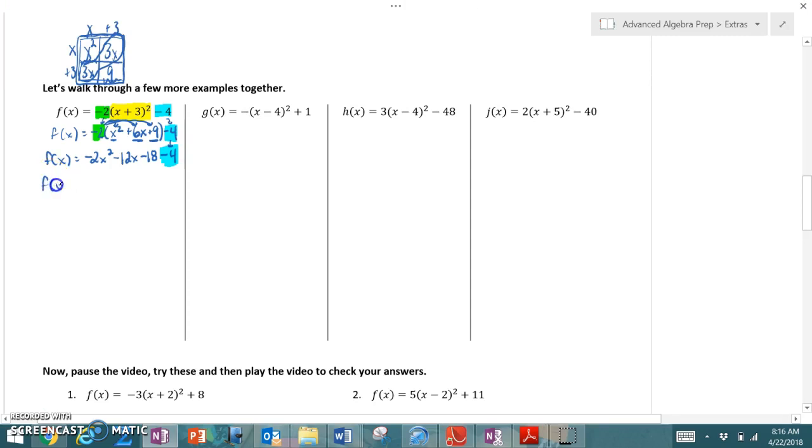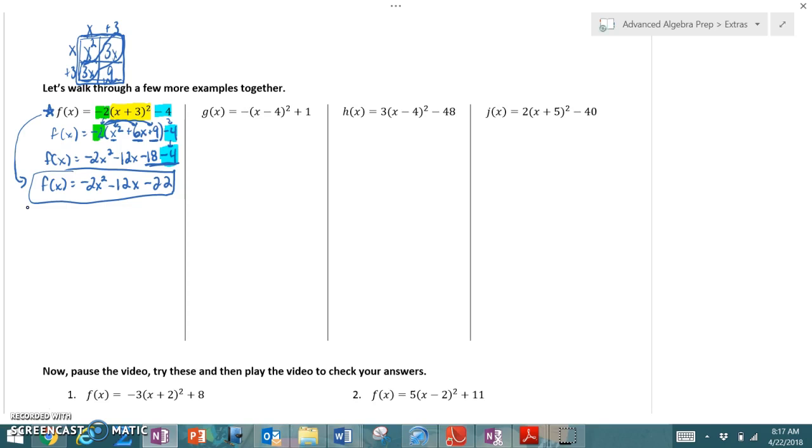So I have f of x equals, I only have the negative 2x squared as an x squared term. I leave that. Negative 12x is the only x term. But now I have the negative 18 minus 4, so it's a minus 22. So my final answer is negative 2x squared minus 12x minus 22. And again, really what we're showing is that this original vertex form, negative 2 times (x plus 3) squared minus 4, is the same as negative 2x squared minus 12x minus 22.